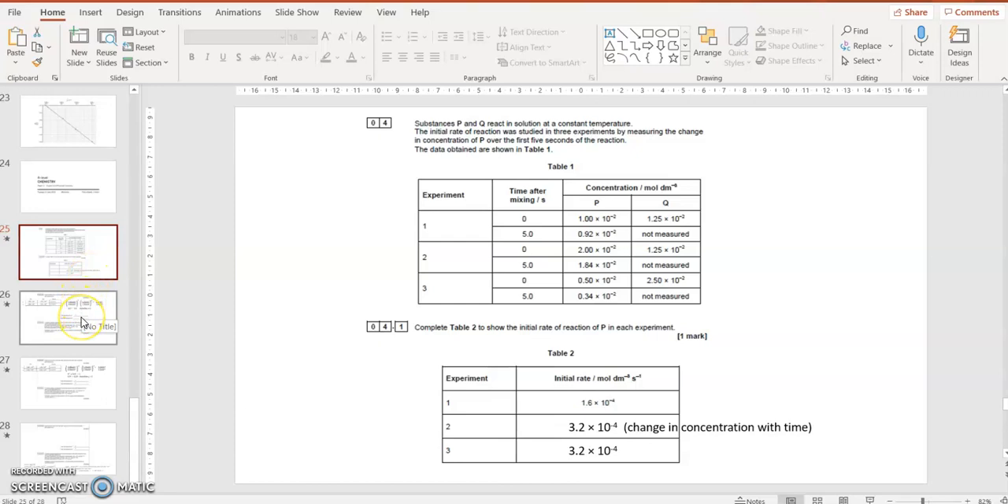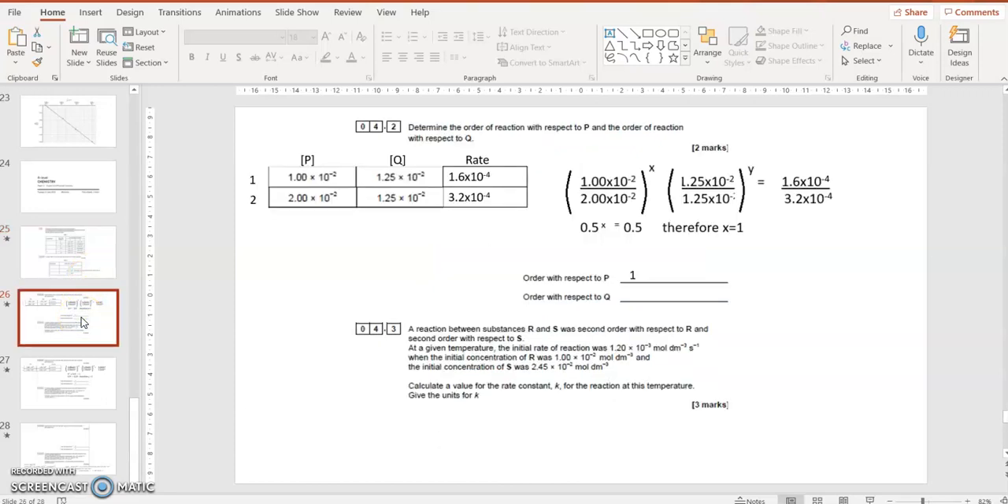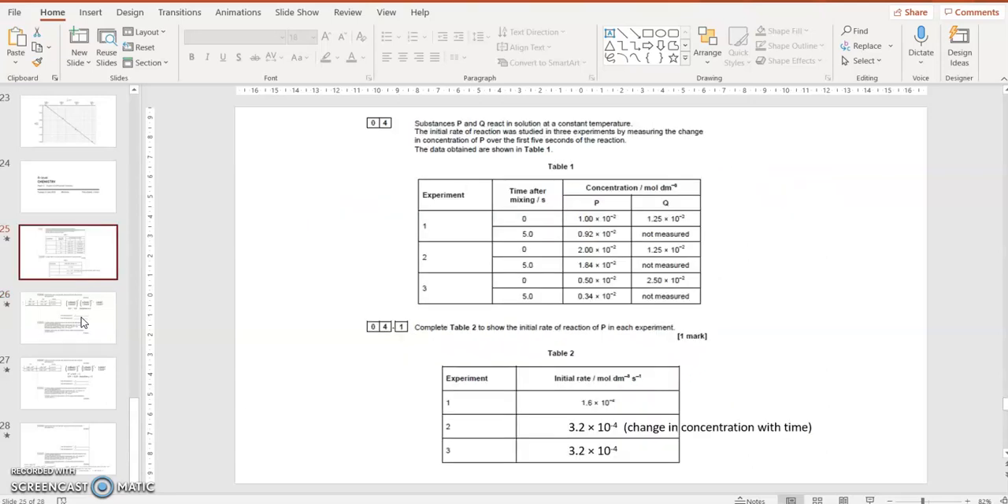Tricky question. Once you've got that, then determine the order with respect to P and the order of reaction. So which experiments am I going to choose? In which has Q not changed? The concentration of Q hasn't changed in experiments 1 and 2. It's still 1.25 times 10 to the minus 2. So I'm going to use experiments 1 and 2.